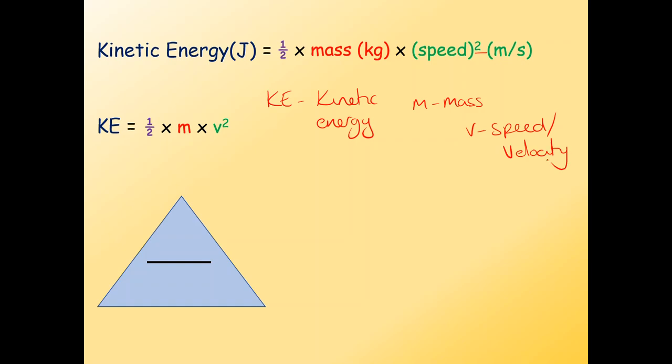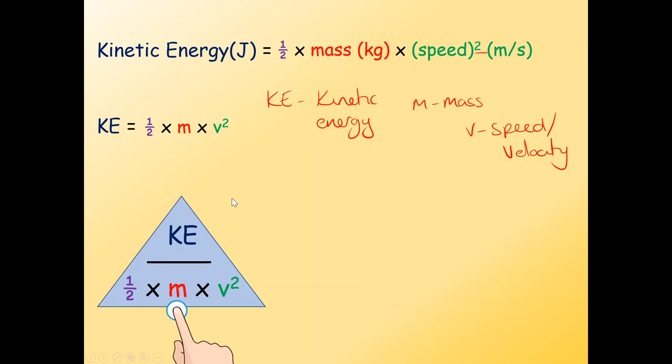Okay, so this can go into a formula triangle similar to the ones we've done before, but it does look a little bit different because we have three factors here. So it would look like this: KE along the top, and then half times m times v squared along the bottom. We can use it exactly the same as the others that we've used. So let's have a little look.